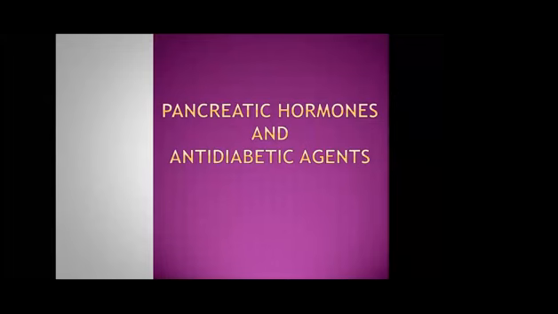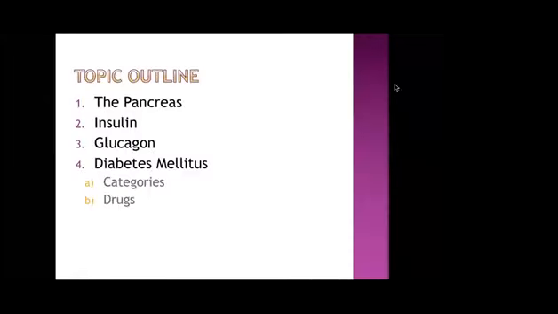This chapter is divided into the following subtopics, beginning with discussing the pancreas. Pancreas, because this is a specialized endocrine gland responsible for secreting different endocrine hormones. Next, we have insulin. Next is glucagon. We also have discussion on diabetes mellitus, like the different categories, and finally, medications that can be used in the management of that metabolic disorder. So first stop, guys, let's begin discussing the pancreas.